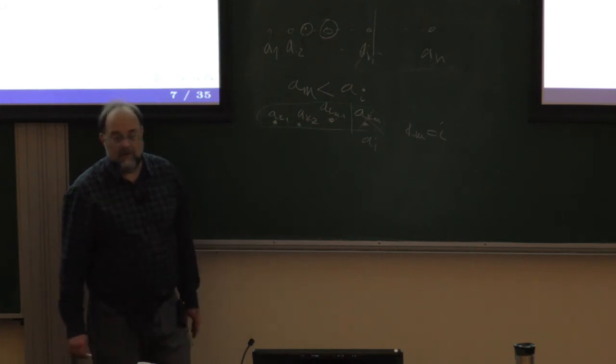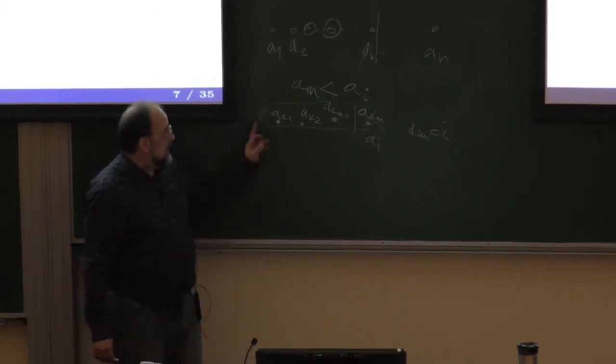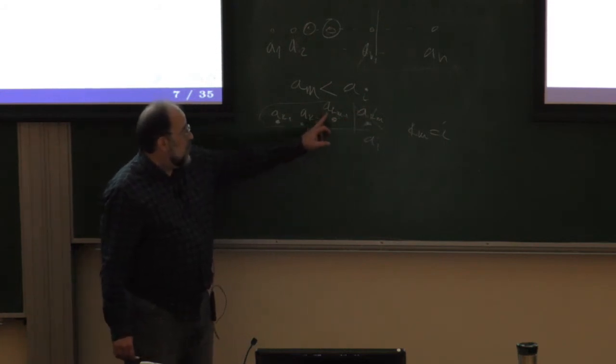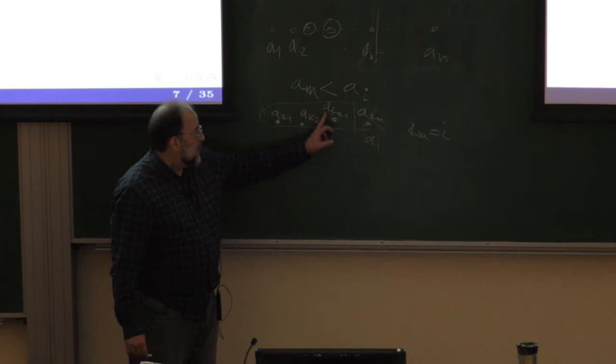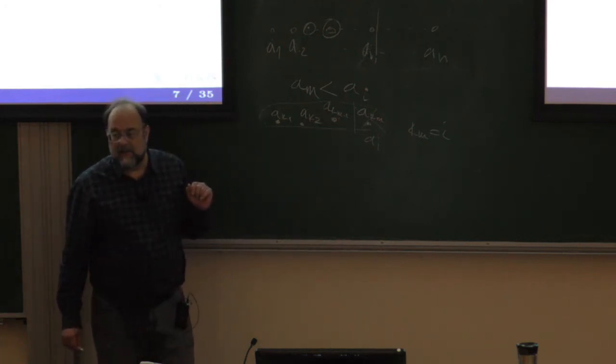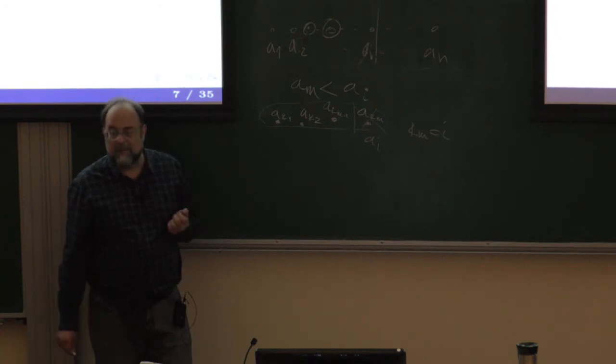Why is this so? Why does this truncation have to be an optimal solution for the problem km minus 1? How do you argue? Cut and paste, come on.